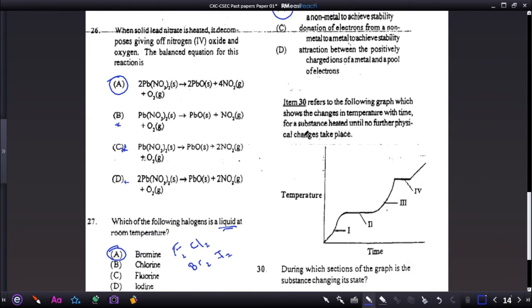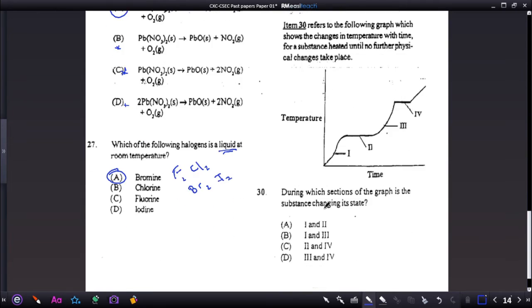Item 30 refers to the following graph, which shows the changes in temperature with time for a substance heated until no further physical changes take place. During which sections of the graph is the substance changing its state? So we start from the solid here. I'll move up. This is the transition state between the solid and the liquid. So that's part of it.